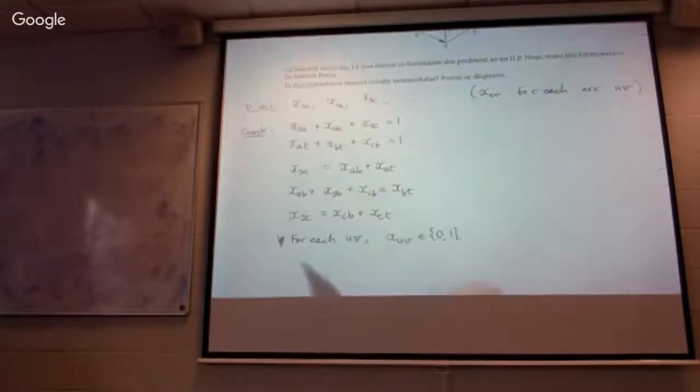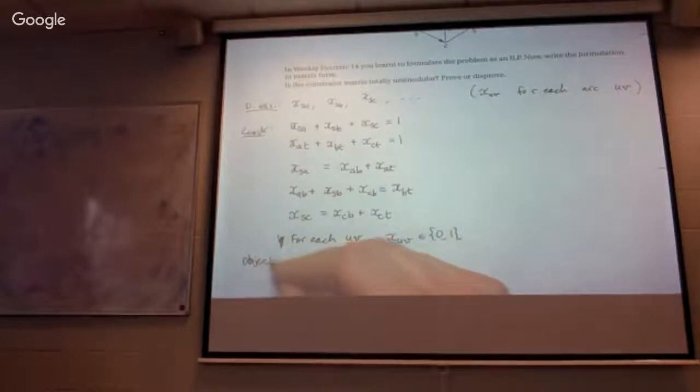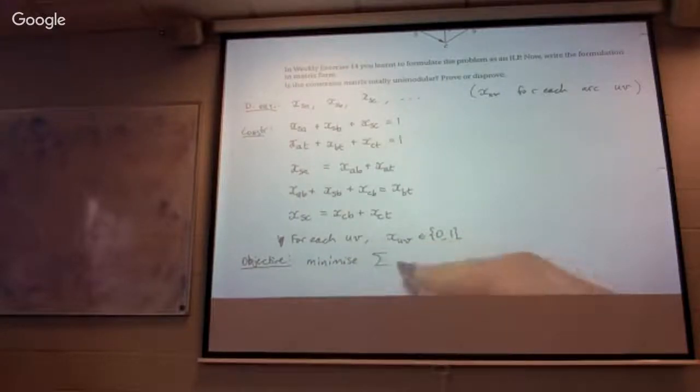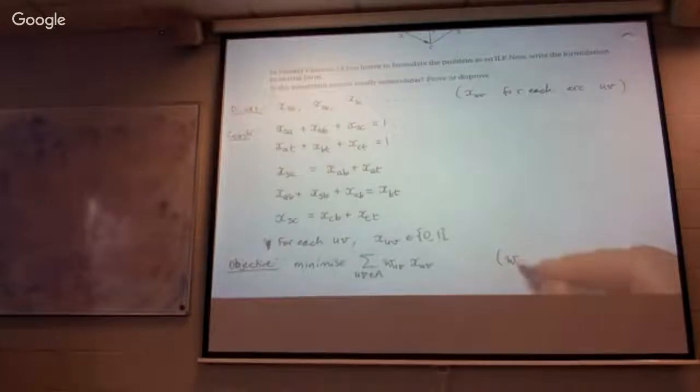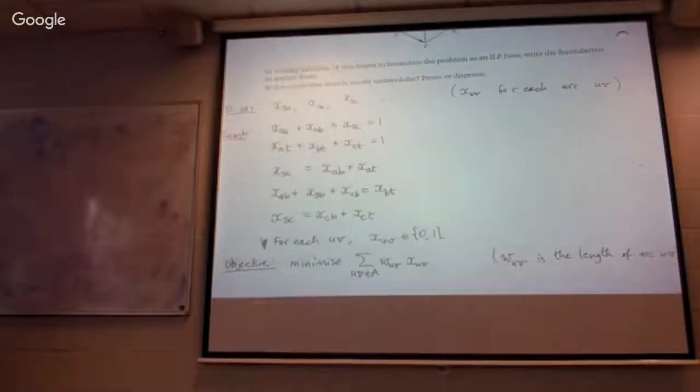But we can say that the objective was to minimize, and I think I should call it W, so sum of W_UV x_UV over all the arcs or edges, whatever you call them. Okay, that's not so important. And the W's are the numbers, the lengths. W_UV is the length of that particular arc. But like I said, the objective at the moment is not very interesting to us. What we want is to have a look at the constraint matrix.